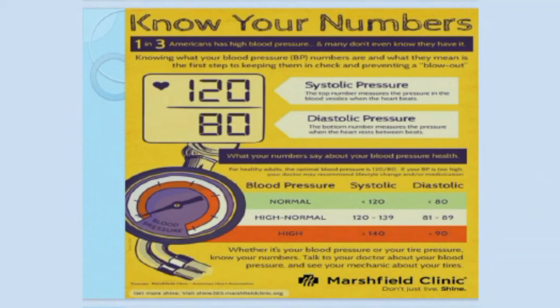Blood pressure is said to be normal when it shows a value around 120 by 80 millimeters of mercury. It is said to be high normal when systolic pressure is 120 to 139 and diastolic pressure is 81 to 89. It is said to be high when systolic pressure is more than 140 and diastolic pressure is more than 90.